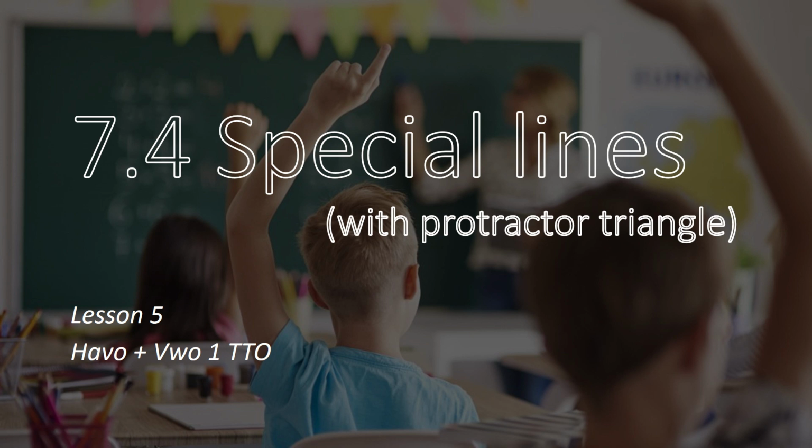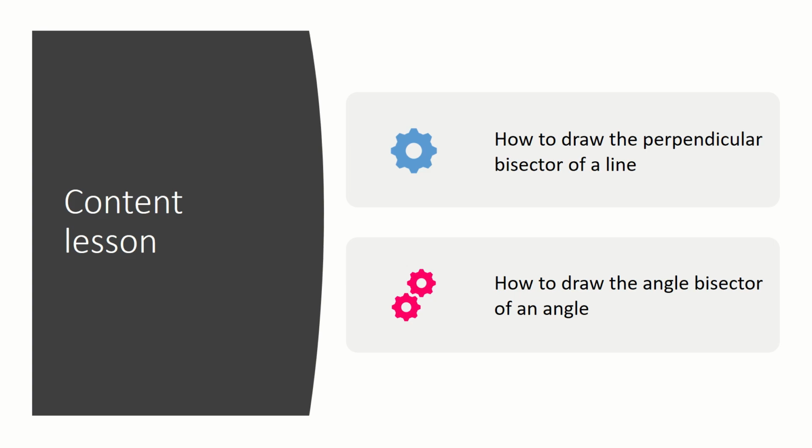Hello everyone, today we're going to do 7.4 special lines, and you will need your protractor triangle, so make sure that you have it, and of course you're always going to draw with a pencil. So what are we going to do?